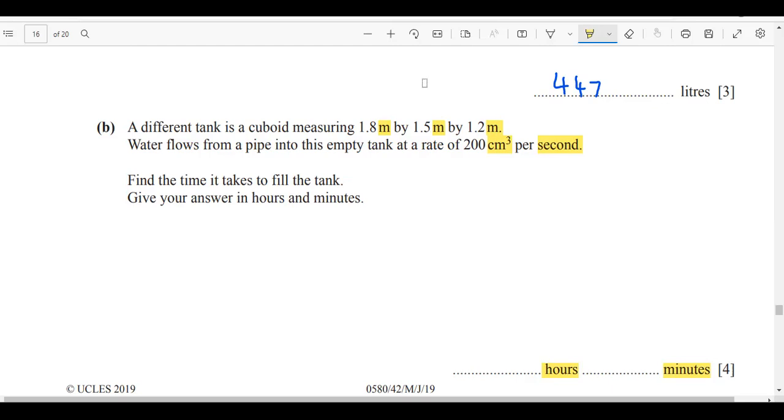So I just highlighted the important keywords which were necessary. Right. So let's talk about the next part.